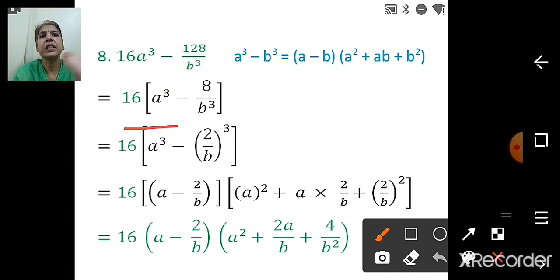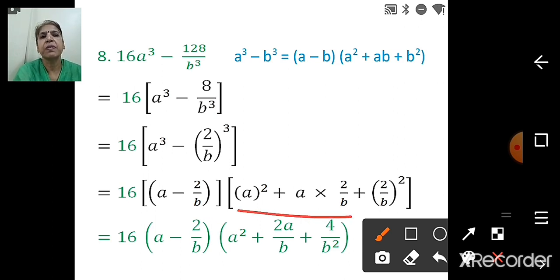So once we have got 16 as a common factor, we will write 16 and the uncommon factors in bracket. And a cube, it is a cube of a, right? Minus 8. 8 is cube of 2, so we can say 2 upon b the whole cube. One factor 16 we have got common. Now our first term is a and second term is 2 upon b. So we are going to substitute the values in the formula in place of a minus b. So a minus 2 upon b.